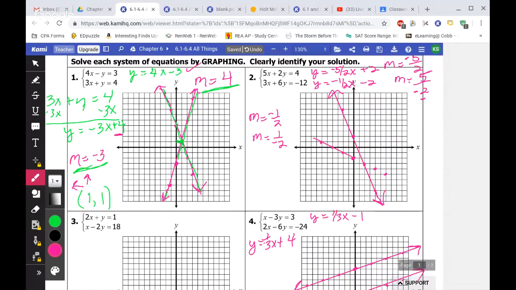Let's see if I can do any better on my line. Once again, I can double check my line to make sure I graphed it with a negative slope by seeing that it falls from left to right. As long as it's falling from left to right, I know it's a negative slope. And as long as I calculated my boxes correctly, I've done it correctly. And we have an intersection point right here.